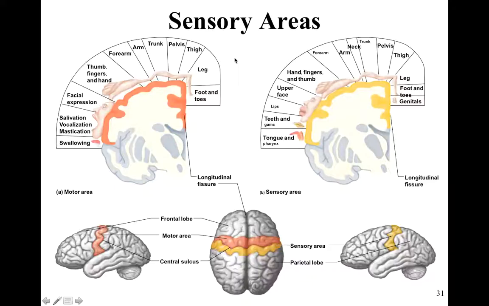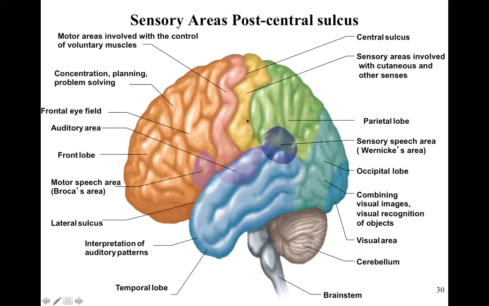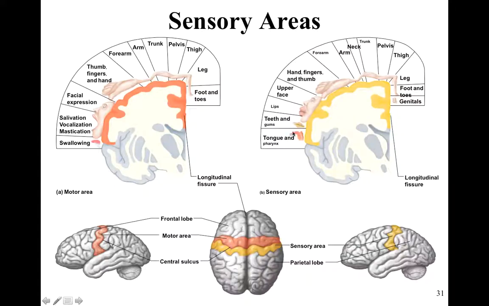So these little homunculi, or homunculus, this shows where in that parietal lobe you're getting those senses. So go back here. So what we're talking about is right here on this post-central gyri, and that's this right here. So down towards the temporal lobe, this is where we pick up senses from the tongue and pharynx and teeth and gums.